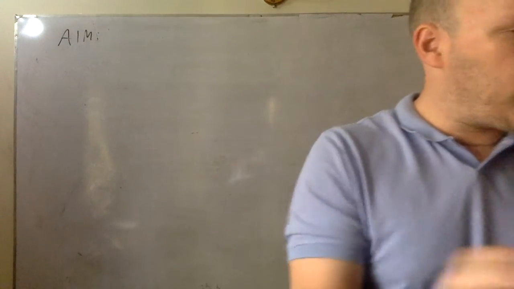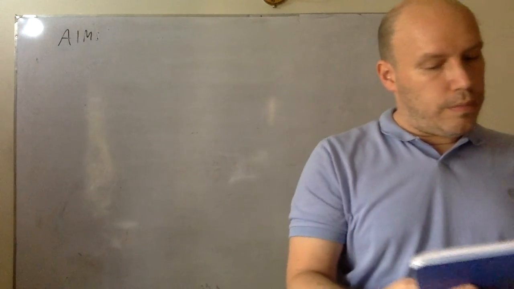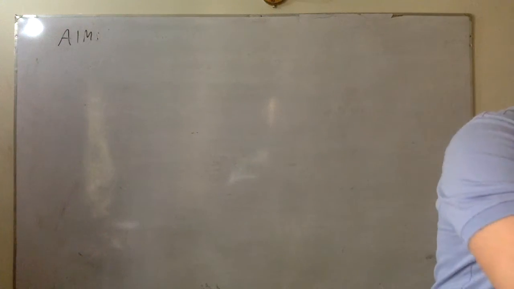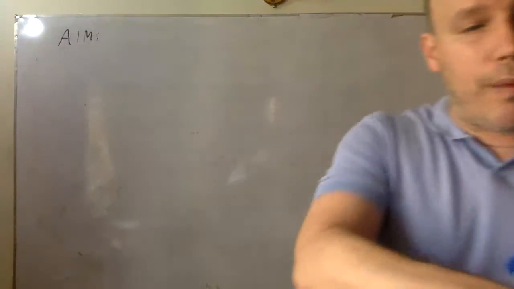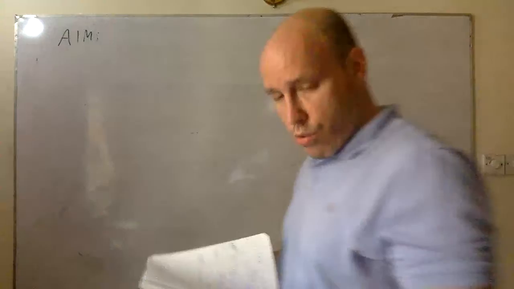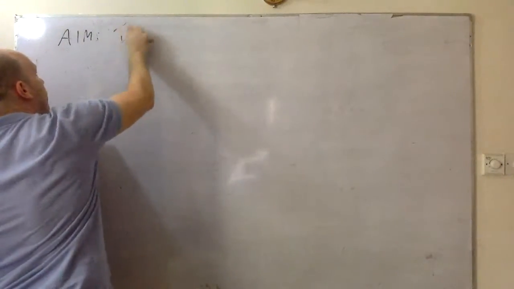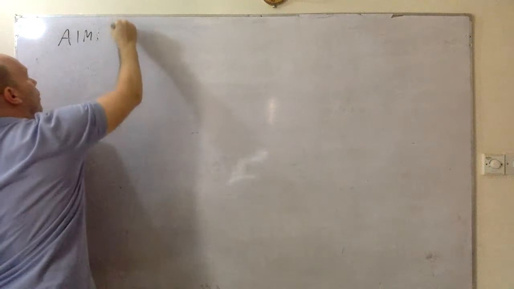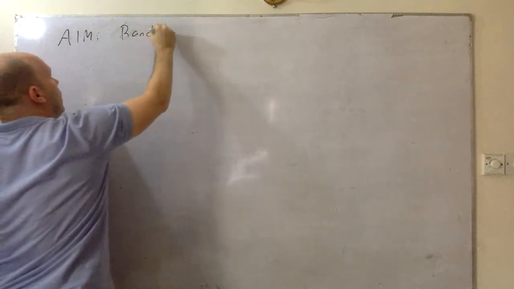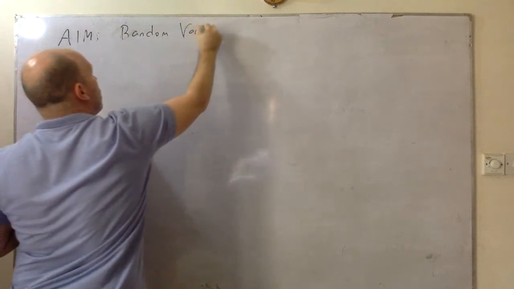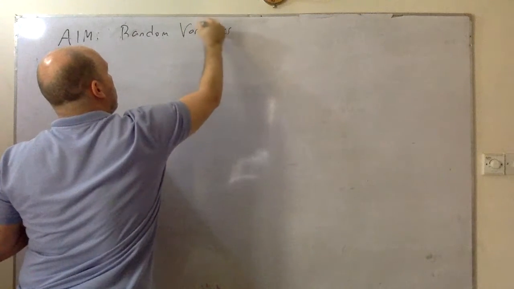So today we're going to start chapter 23. We're going to talk about probability distributions, and we'll start with discrete, and then we're going to move on to continuous. So discrete. Today we're going to talk about something called random variables.